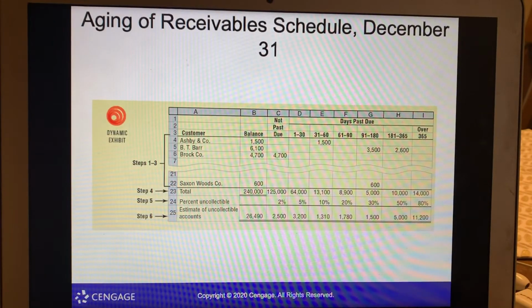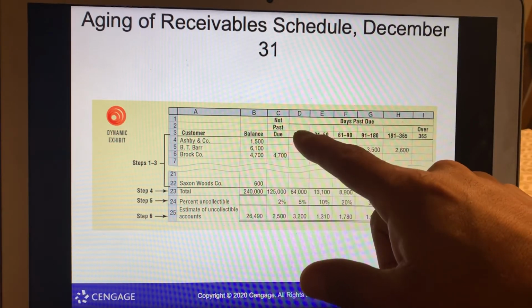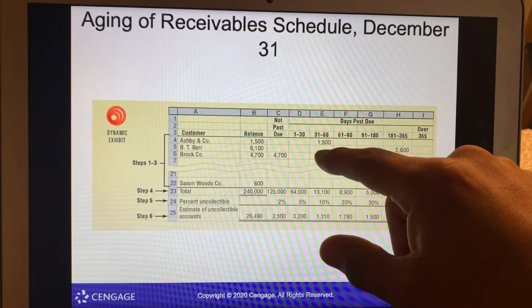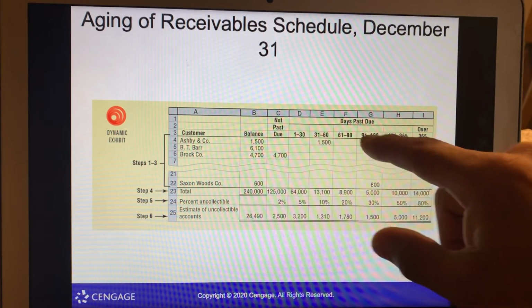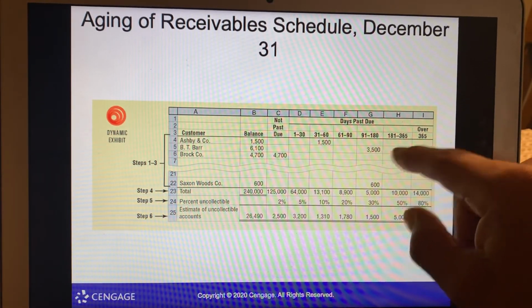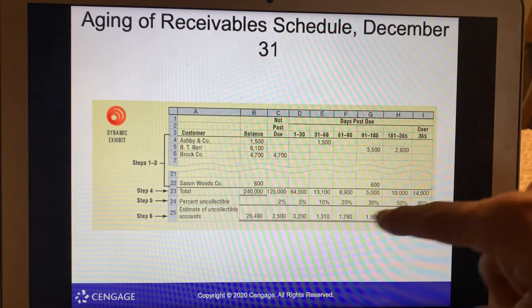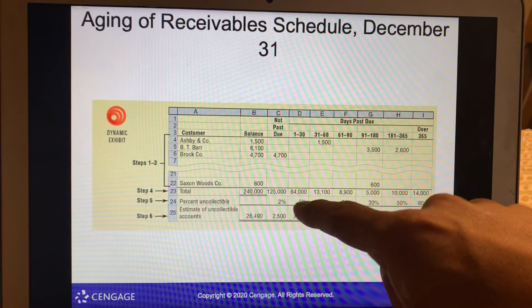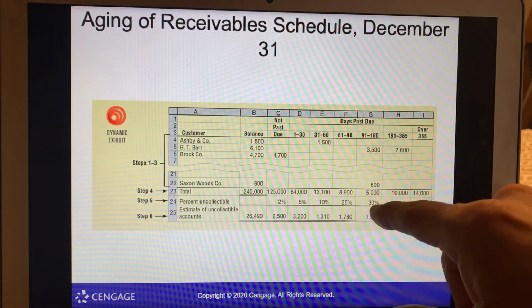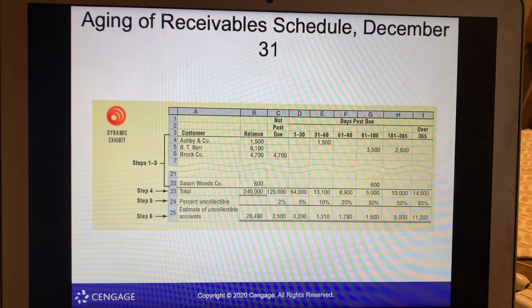Okay, so here's an example. This is a schedule of this. Notice how past due, nothing for 1 through 30, 1,500 for 31 through 60, nothing for 61 through 90, 91 to 180 is 3,500, and then 181 to 365, $2,600. So notice there's a percentage: 2%, 5%, 10%, 20%, 30%, 50%. So those percentages are an estimate of how much we won't collect.